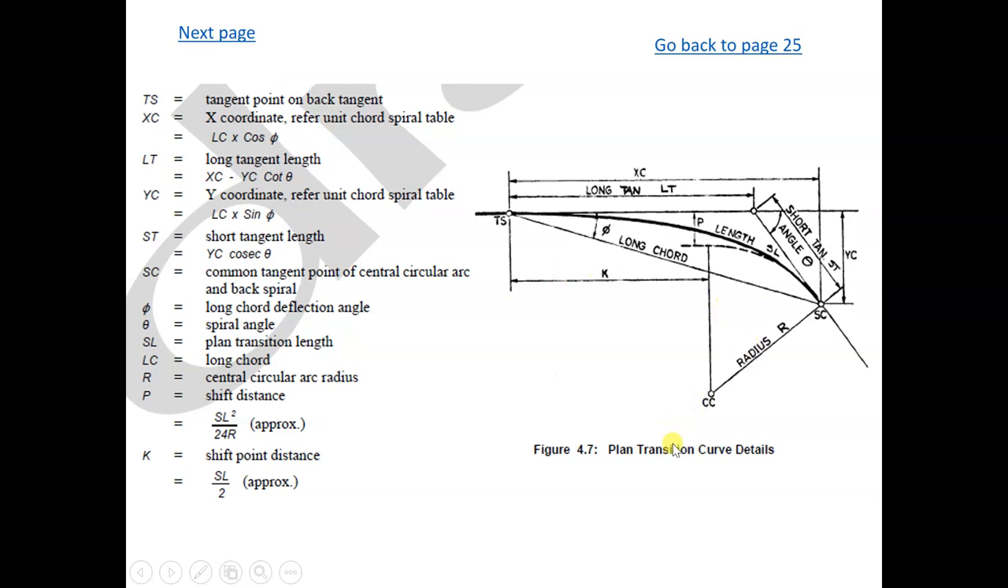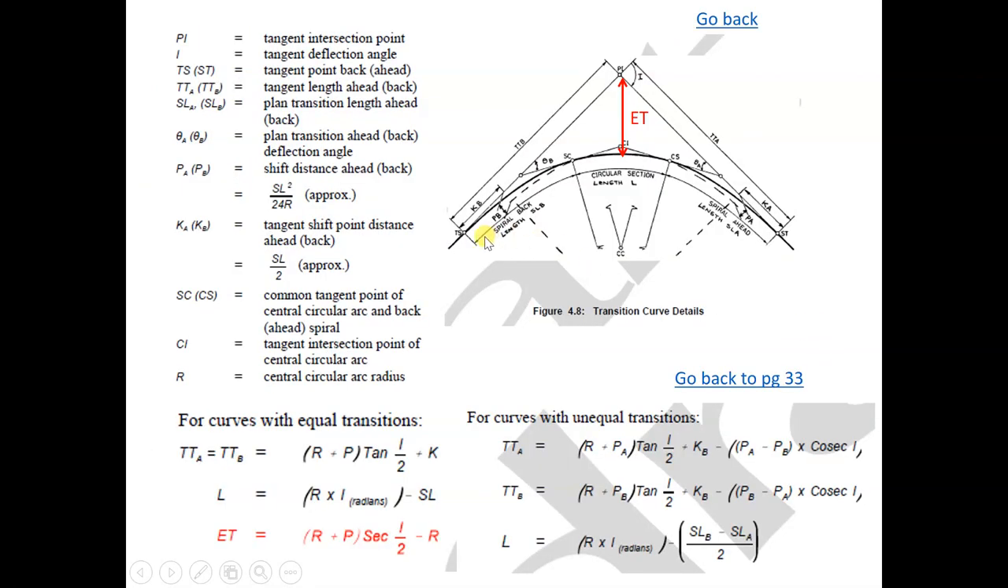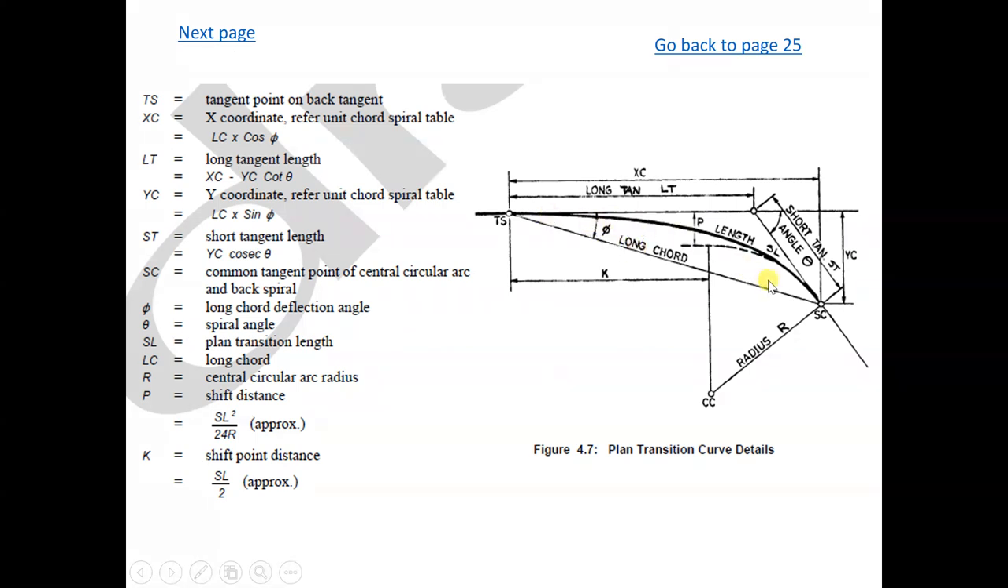the next one is the plan transition curve details. Okay, so this is a part of the curve, transition curve, composite curve. So they have a TS to SC. Normally for the transition curve, they have this TS to SC and then CS to ST. So that means that this is the tangent to spiral, and then spiral to curve, and curve to spiral, and then spiral to tangent again. So this is just one part of it, from tangent to spiral and spiral to curve.